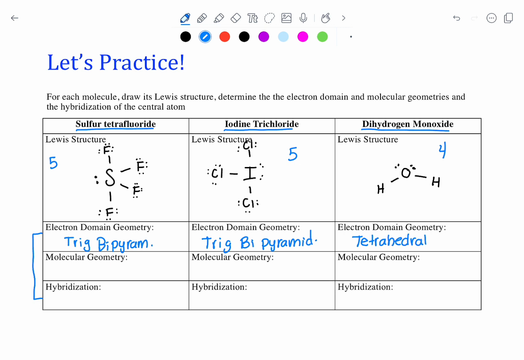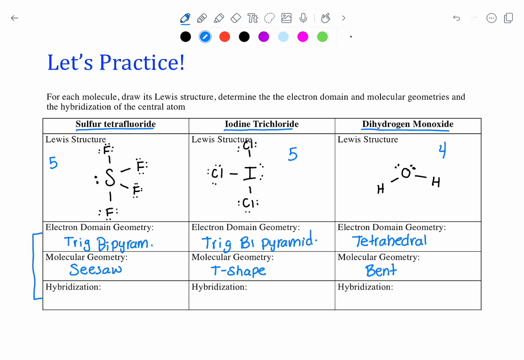Now for our molecular geometries, we want to take only just the bonds into account. So when we have 5 electron domains and 4 of those are bonds and 1 is a lone pair, that corresponds to a seesaw structure. When we have 5 electron domains, 2 of which are lone pairs, 3 of which are bonds, that corresponds to a T-shaped structure, which we can see makes a little T. Okay. And finally, when we have 4 electron domains, 2 are bonds, 2 are lone pairs, that is a bent structure.